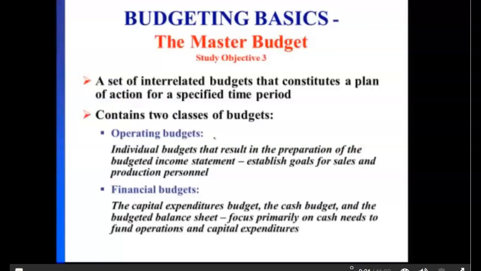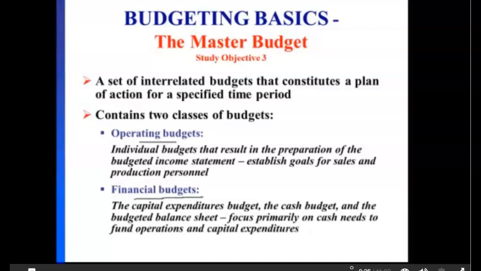All these budgets together are called the master budget. Now, the master budget has two parts. There's the operating budgets, that is the sales and the production and the marketing and those types of budgets. These are individual budgets that are prepared. They're basically built in an income statement. At the top, the sales, then the cost of goods sold, then the general admin expenses, and so on.